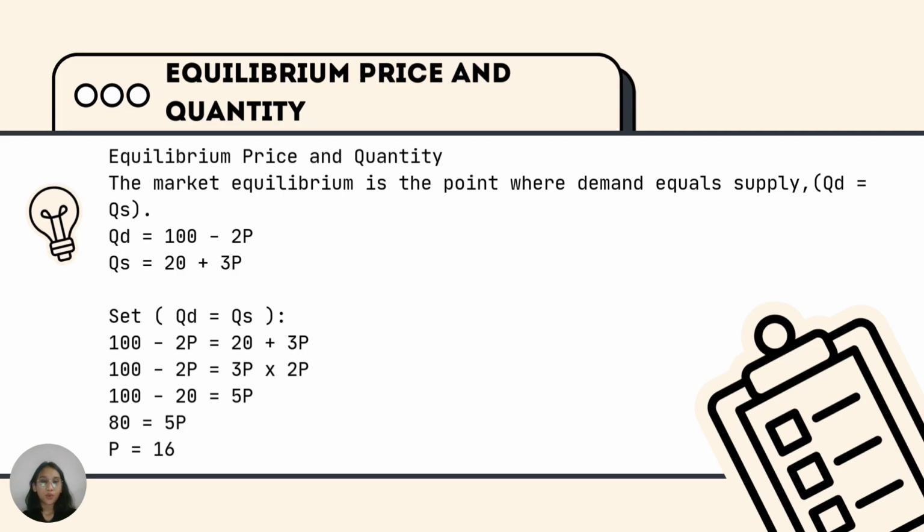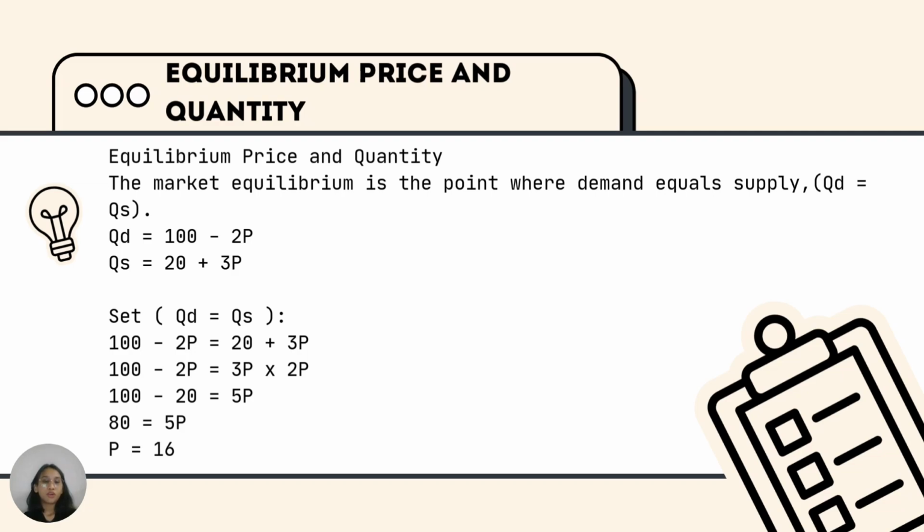Equilibrium price and quantity. The market equilibrium is the point where demand equals supply, QD equals QS. QD equals 100 minus 2P, QS equals 20 plus 3P. Set QD equals QS: 100 minus 2P equals 20 plus 3P.